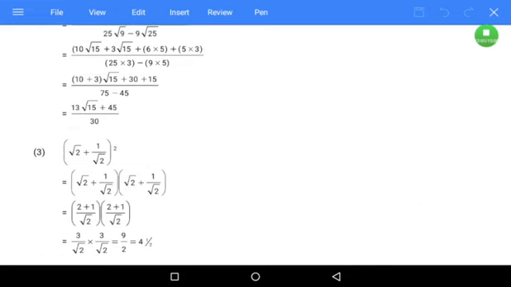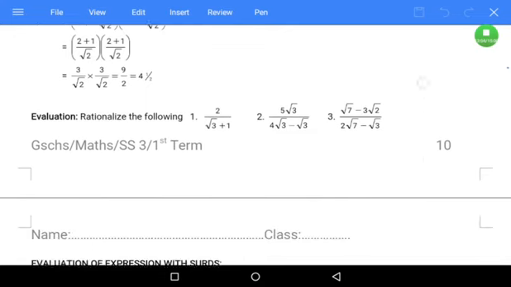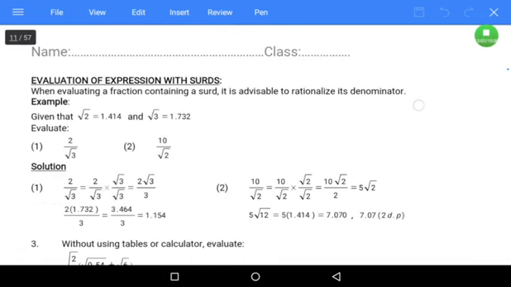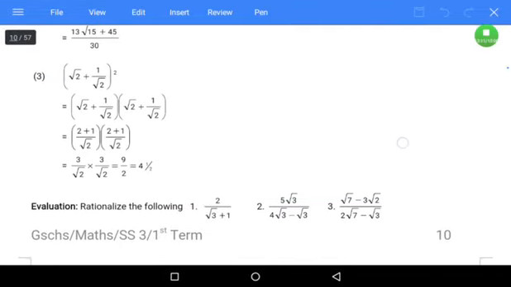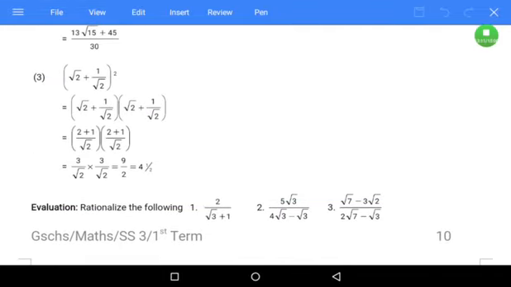Alright, so for number 3, before we take our general evaluation, okay, we will take evaluation today. Now root 2 times root 2 plus 1 over root 2, all squared. It means root 2 plus 1 over root 2 times root 2 plus 1 over root 2. When you have a square, it means a times a. So the same thing. Now you expand.